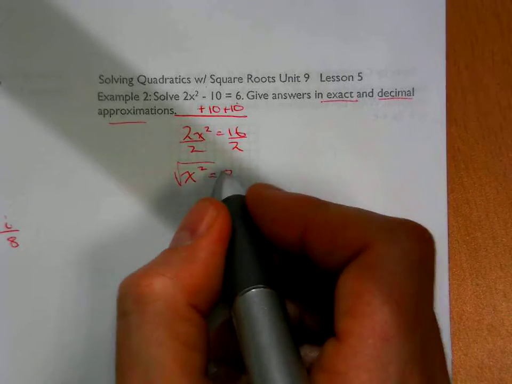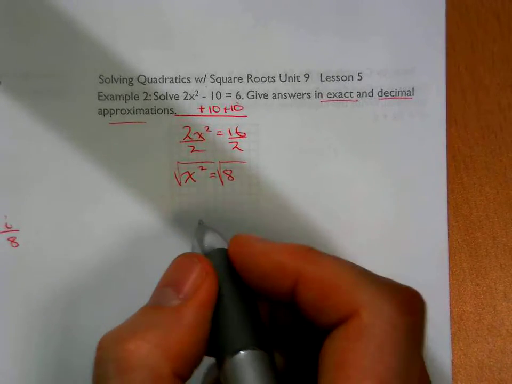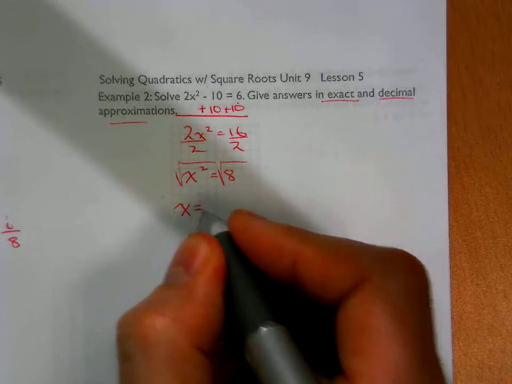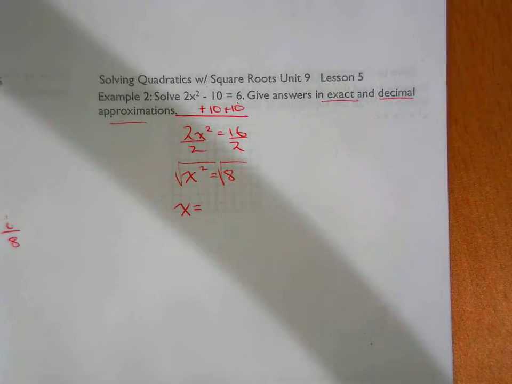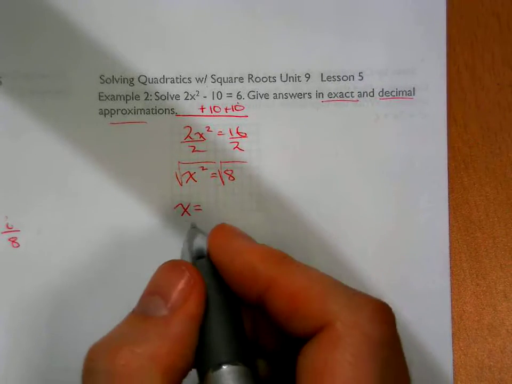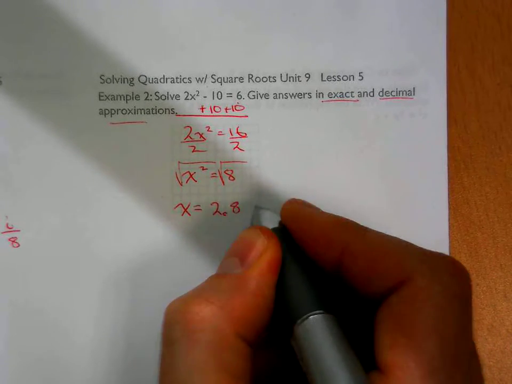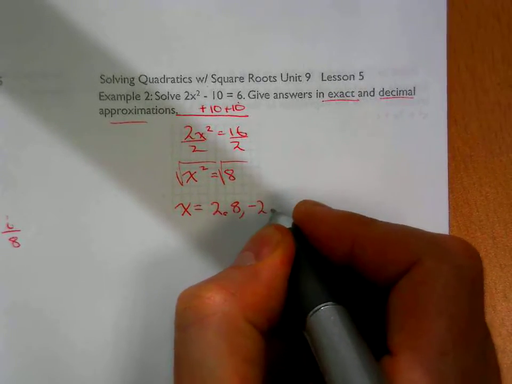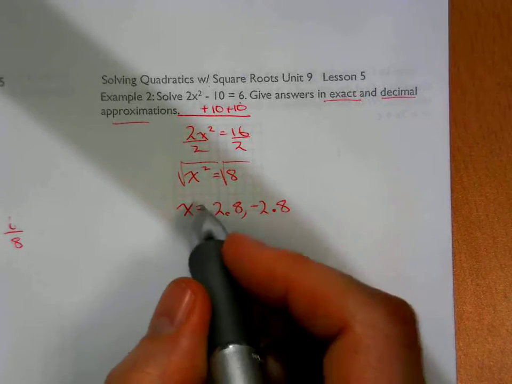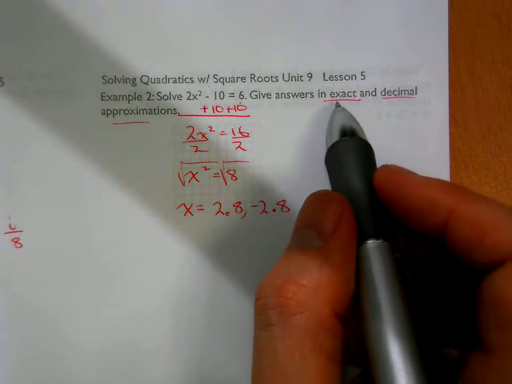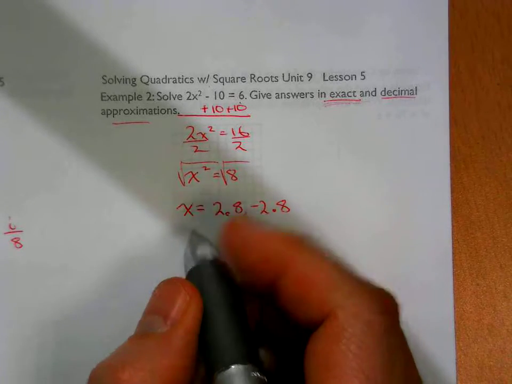So I take the square root of both sides, and so x equals, well, here's the thing. If I take the square root of 8 on my calculator, at least if it's a Texas Instrument calculator, the default will be a decimal. So 2.8, but don't forget it's also negative 2.8. But this is the decimal. I'm asking you to give me the exact answer too.